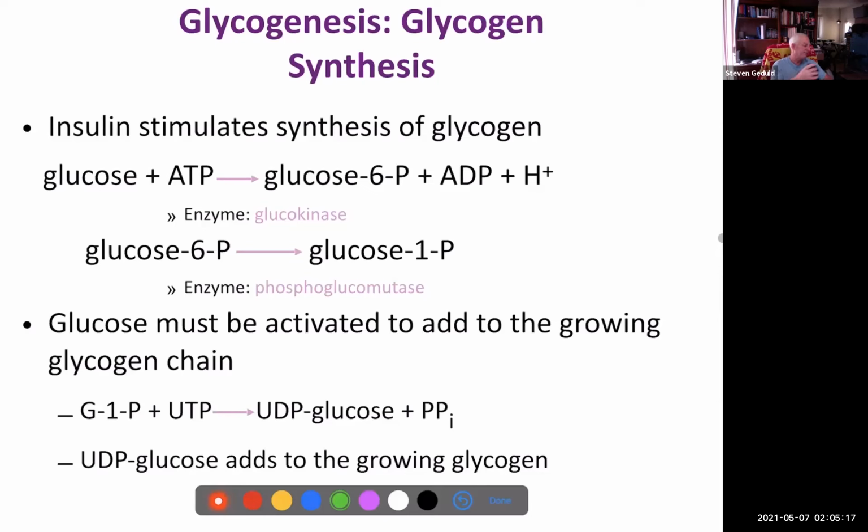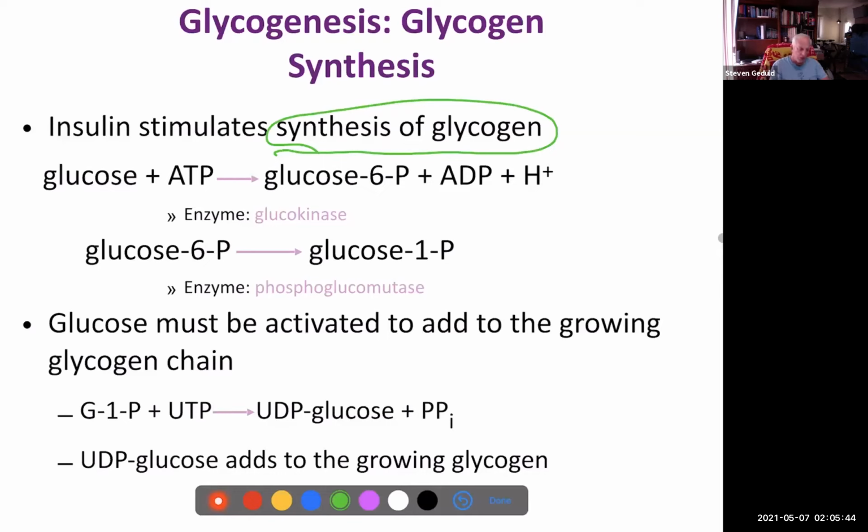So insulin stimulates the synthesis of glycogen. Okay? Glycogen synthesis is stimulated by insulin because it removes sugar from the bloodstream, lowering the blood sugar. Glucagon increases the blood sugar, by breaking down glycogen. Insulin lowers our blood sugar by causing the synthesis or formation of glycogen.